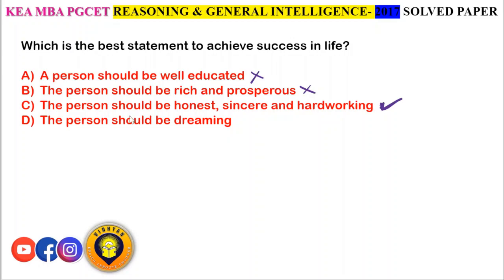Option D, the person should be dreamy. Dream is required. You should dream, but you should not be dreaming. Yes, you should dream, but not be dreaming. Right.